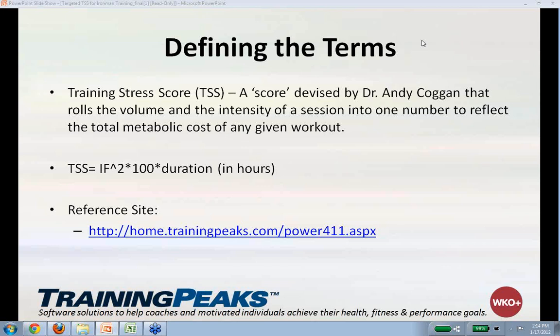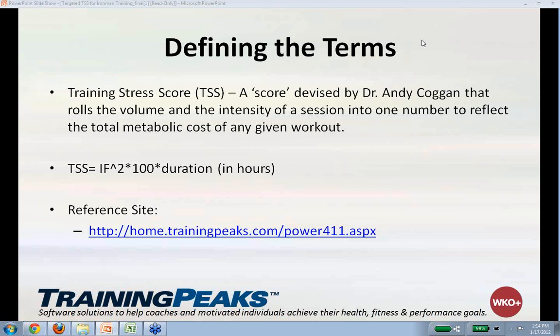But basically, the best way to think about it is how much carbohydrate did you expend during the workout, and consequently, how long is it going to take you to replace that carbohydrate and recover and get back to the point that you can do another hard workout. Excellent.